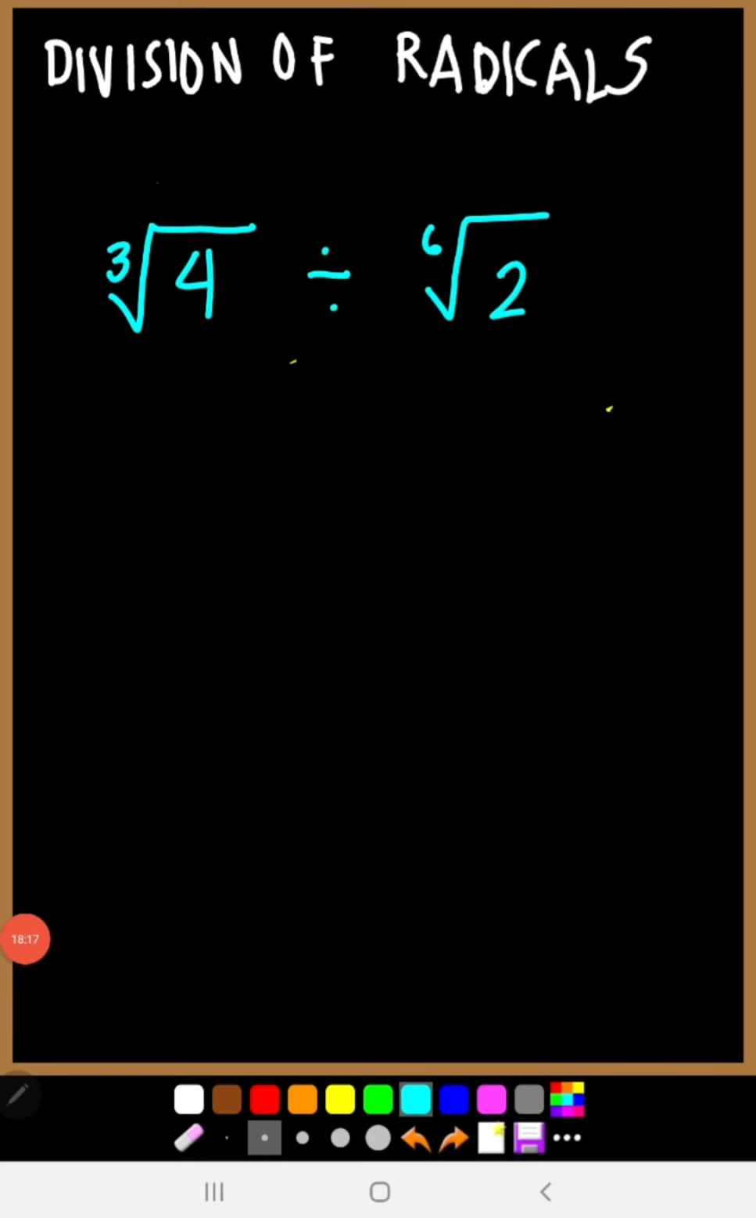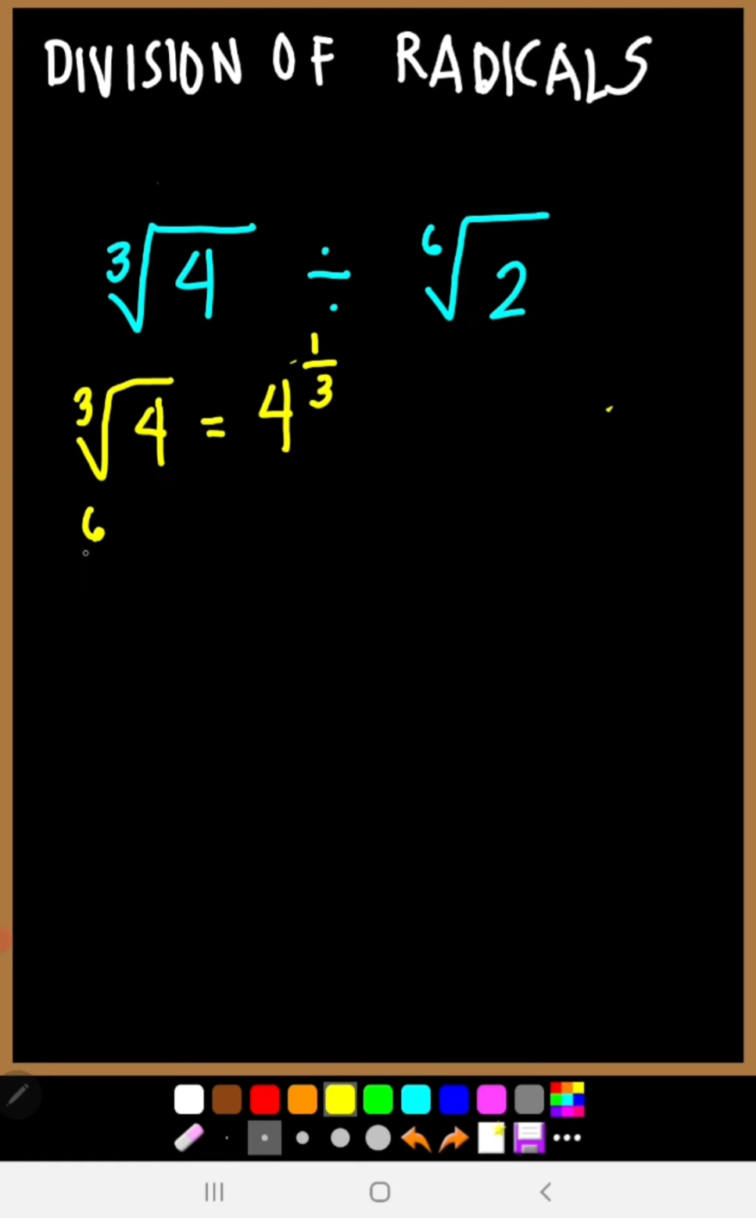Okay, so ito, meron na naman tayong isang problem wherein magdi-divide tayo ng radicals na magkaiba sila ng index. So, katulad ng ginawa natin sa multiplication, we are going to make them wherein they will have the same index. So, transform natin yung mga radicals natin muna into exponential form. So, ang cube root of 4, that is also equal to 4 raised to 1 over 3.